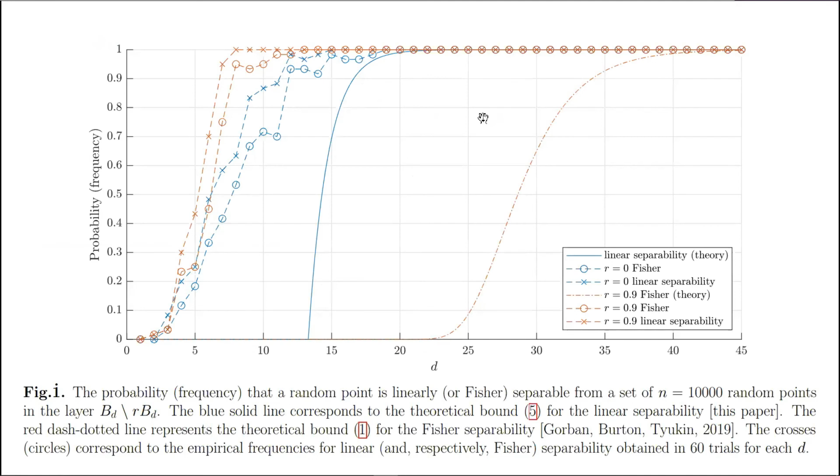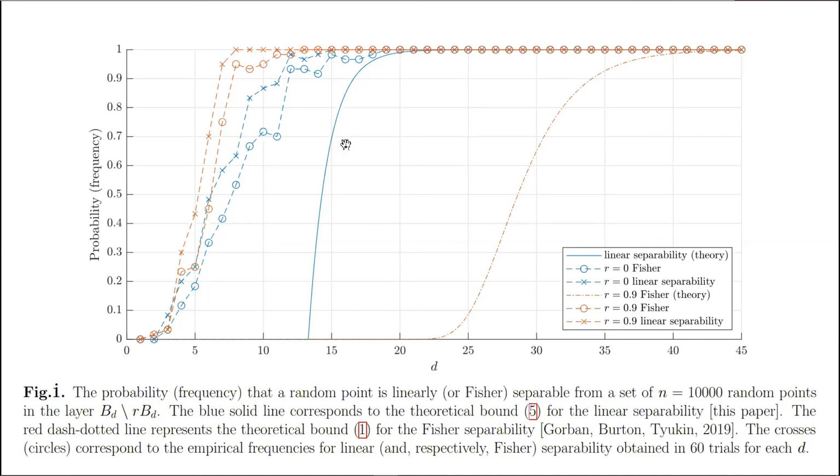Here you can see the graphs for probability and frequency that a random point is linearly or Fisher separable from a set of 10,000 random points in the spherical layer. The blue solid line corresponds to the theoretical bound for the linear separability, Theorem 1. The red dash-dotted line represents the theoretical bound for the Fisher separability obtained in the Gorban-Golubkov-Grechuk-Mirkes-Tyukin paper. The crosses correspond to the empirical frequencies for linear separability obtained in 60 trials for each d. And the circles correspond to the Fisher separability.